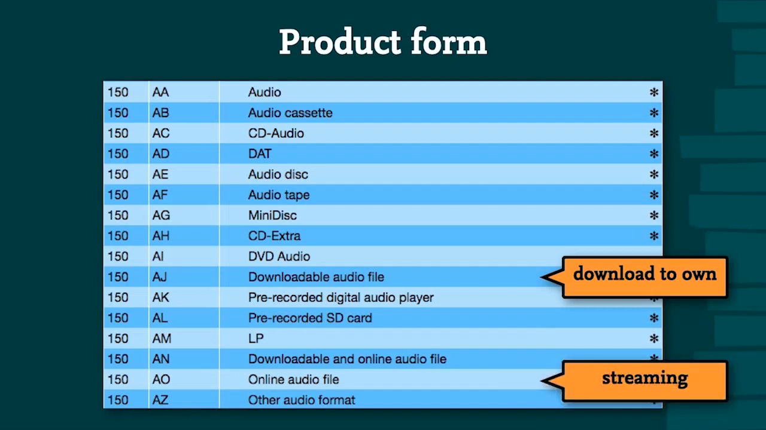You have AO, which is for online audio only, so an audio file that would be only available via a streaming model. And then you have AN, which indicates that the audio file is available both as downloadable and online, depending on the business model that you have with that particular partner.